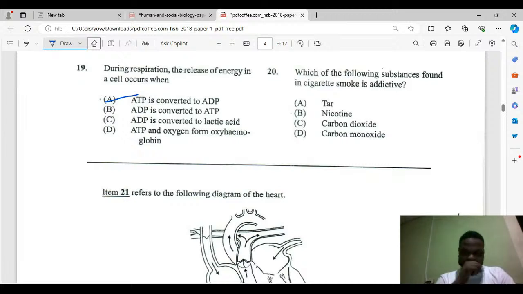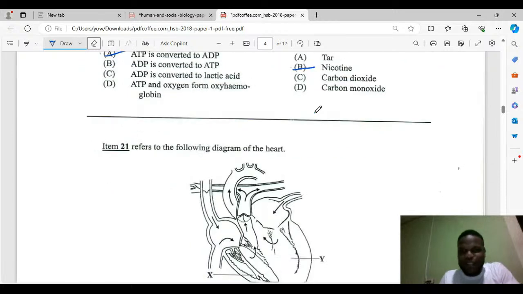Which of the following substances found in cigarette smoke is addictive? What's addictive? In cigarette, it's nicotine. Very basic stuff. Tar just make your teeth look ugly. Carbon dioxide is just stupid.